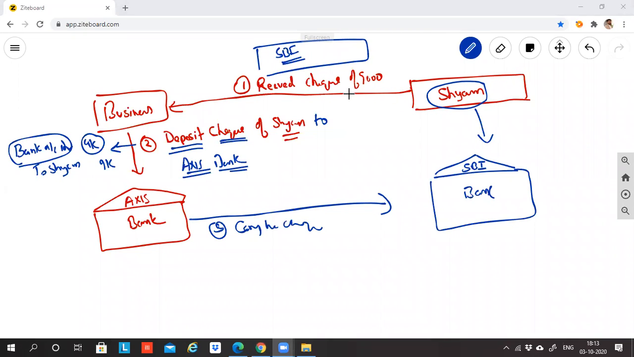So Axis Bank will go and tell... Rakesh, can you mute yourself? I think I'm getting a background noise.